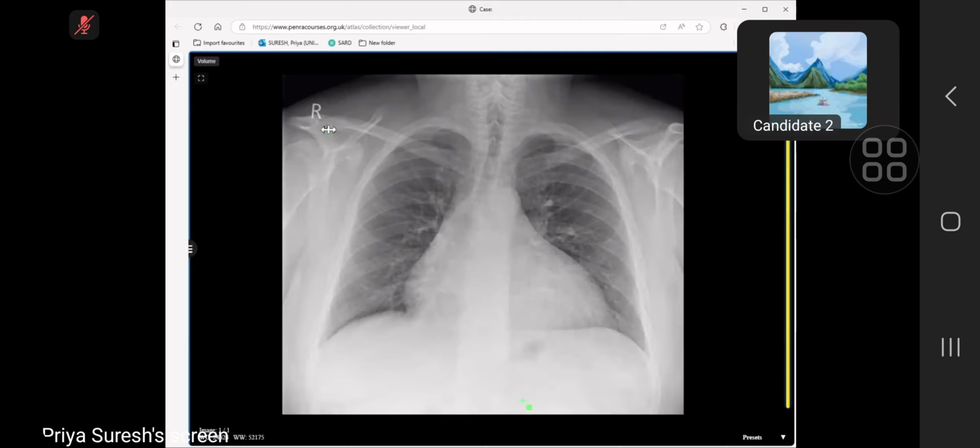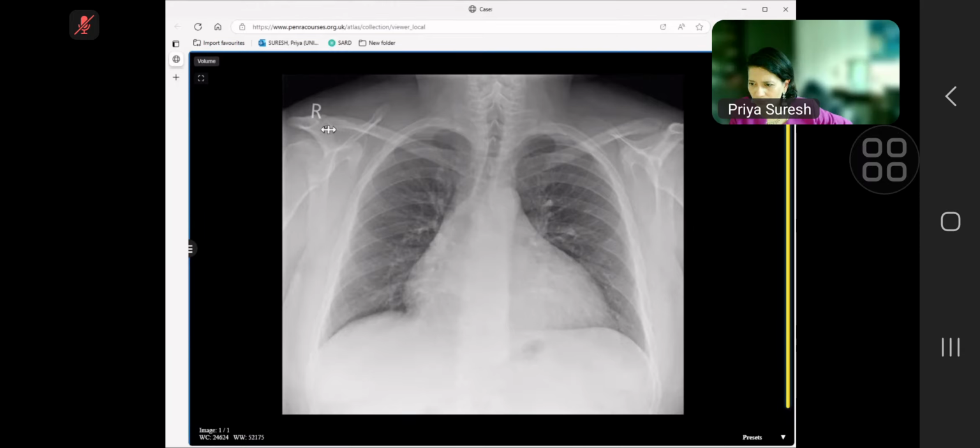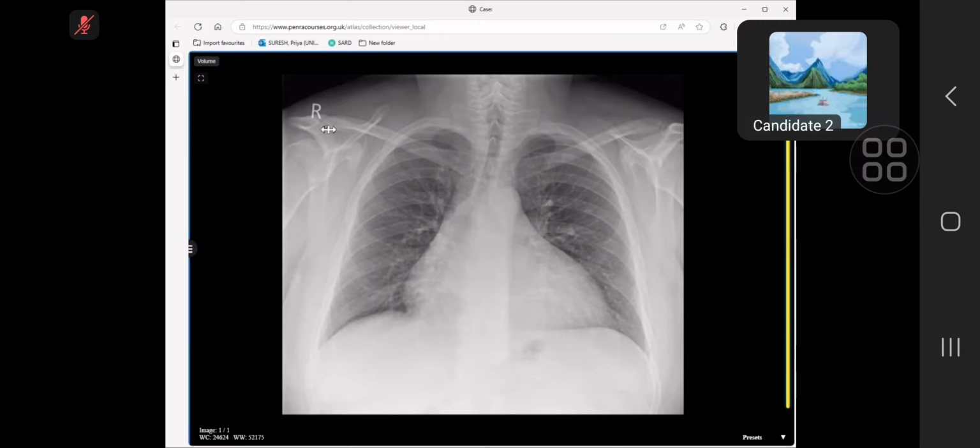So that's likely projectional. The finding which I can appreciate is that there is an acute large cardiomegaly. There is a normal gastric bubble appreciated. I would like to see the clavicles. Clavicles are normal.